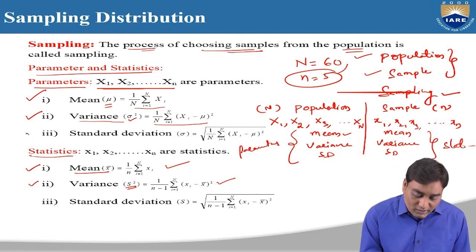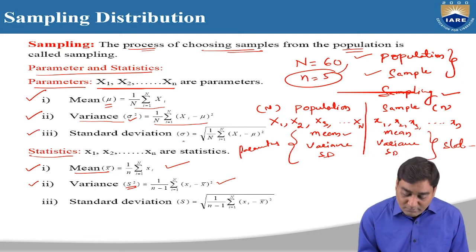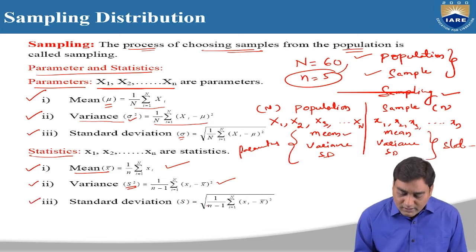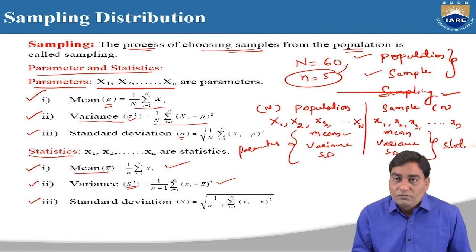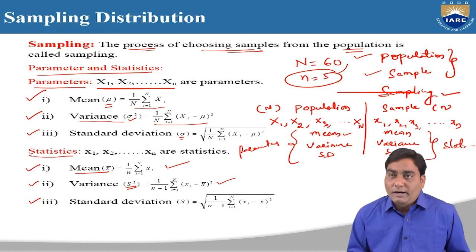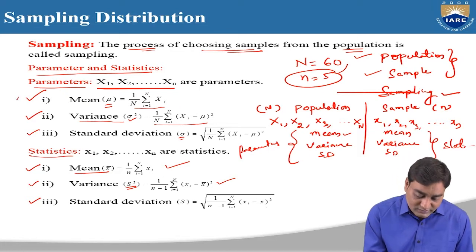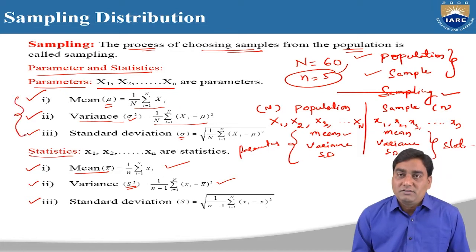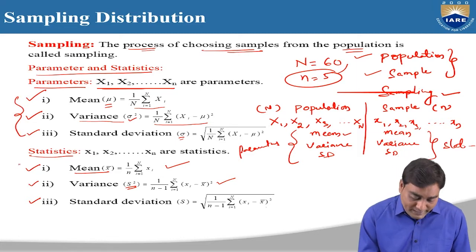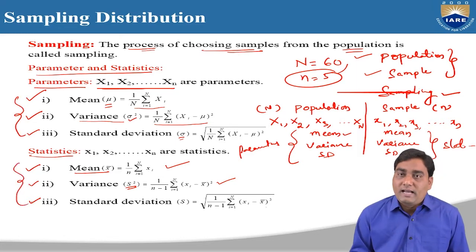Now, SD or standard deviation of the population is sigma, under root of sigma square, under root of variance. Here also the standard deviation of the sample is s, under root of s square, that is 1 by n minus 1 sigma xi minus x bar whole square, under root. So finally, we conclude that mean, variance and standard deviation, these three we can call parameters of the population.